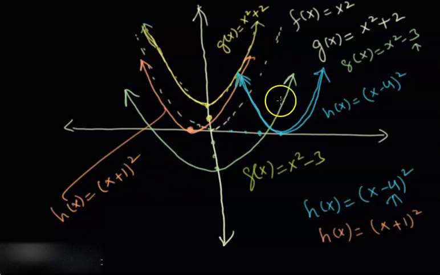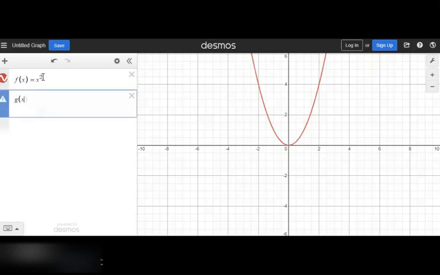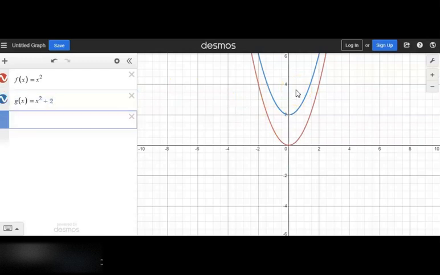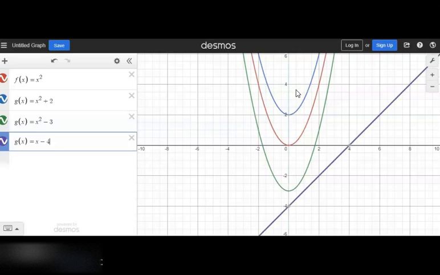We can show these on Desmos to be more clear. Here is our parent function, f of x equal to x squared. Then we define g of x to be x squared. If you remember, it was plus 2, so 2 units up. And then we had this function, minus 3. So this was here, and then we had x minus 4 squared.